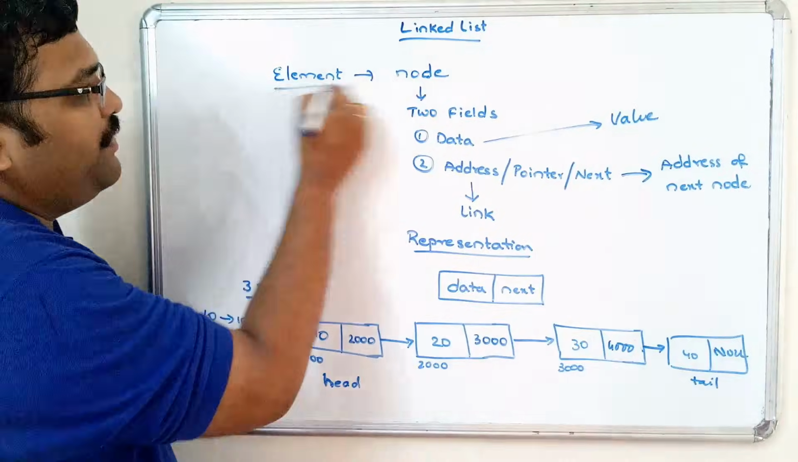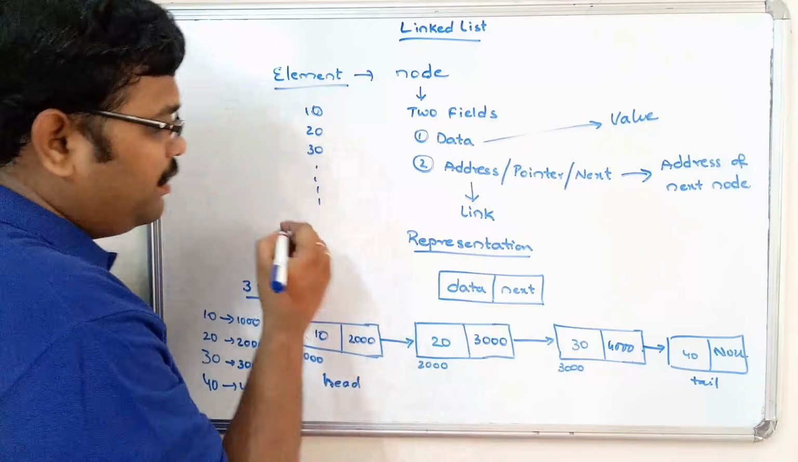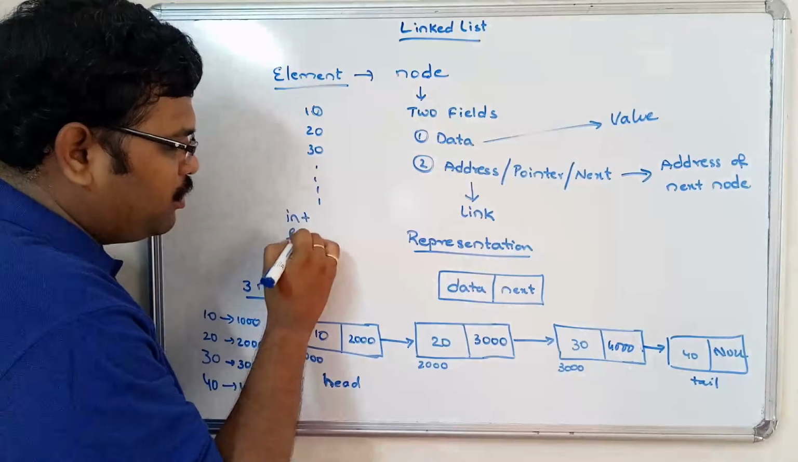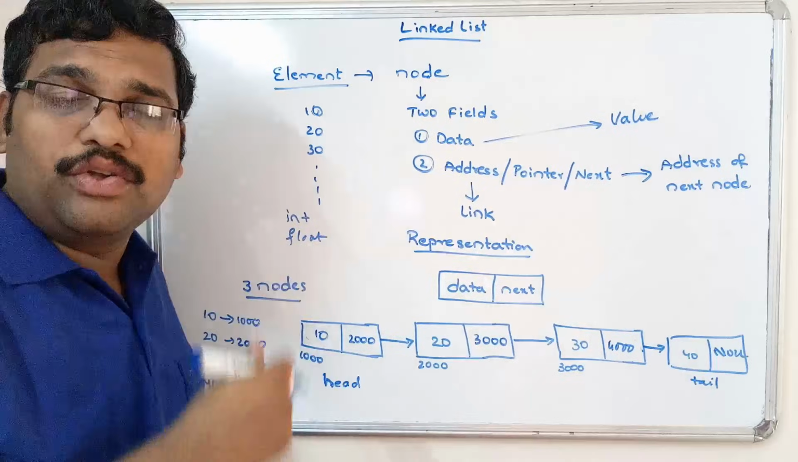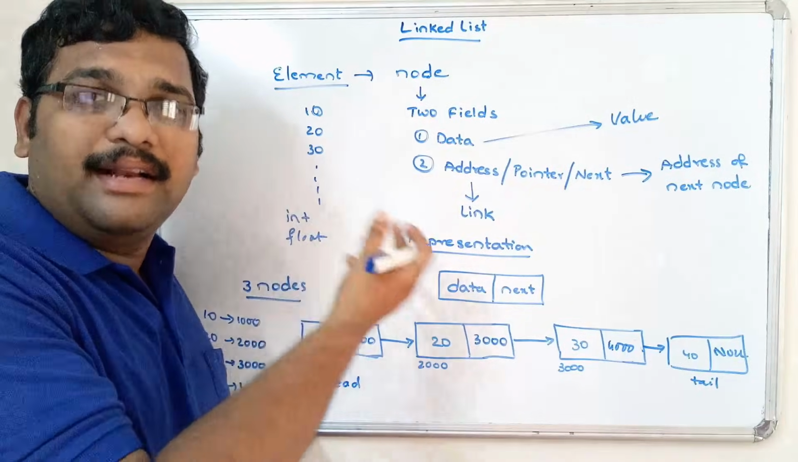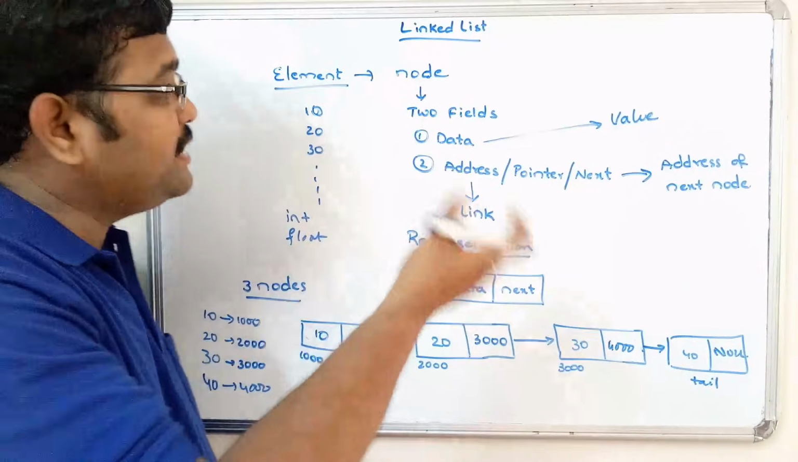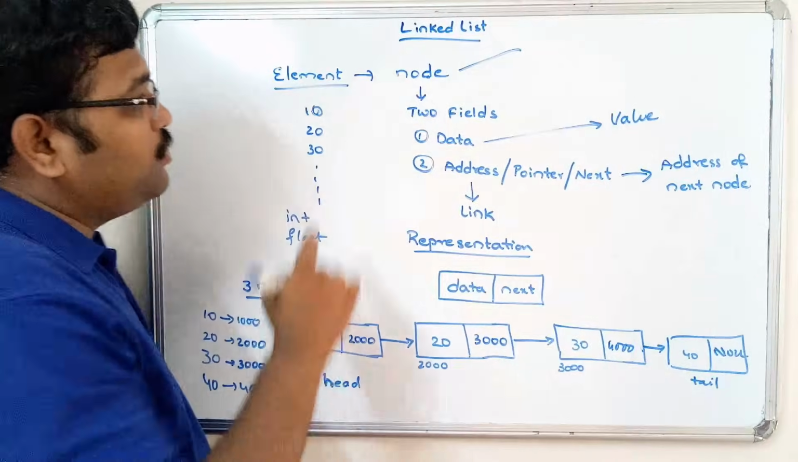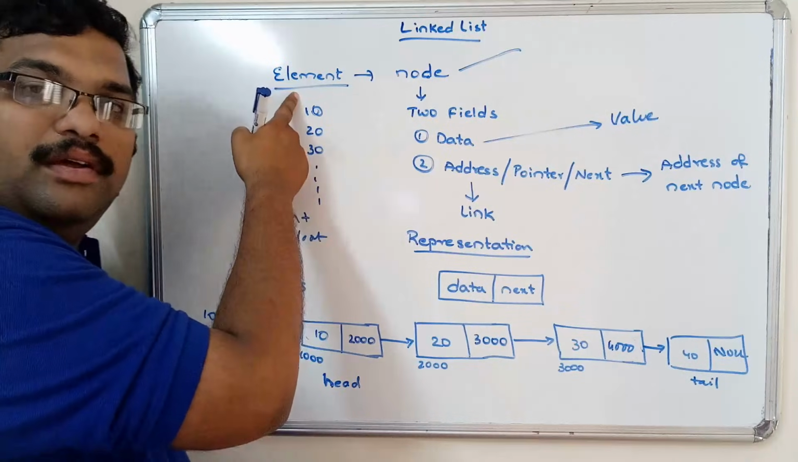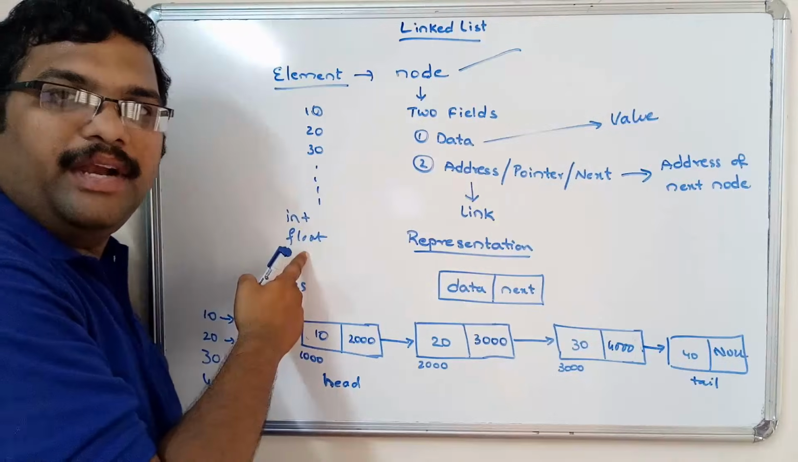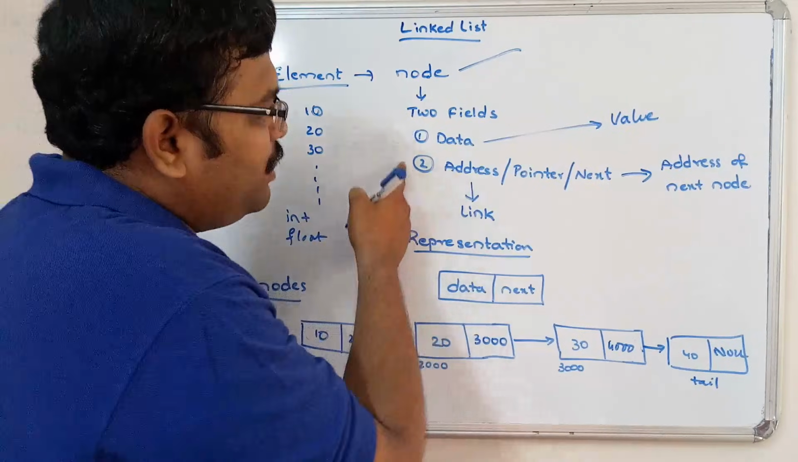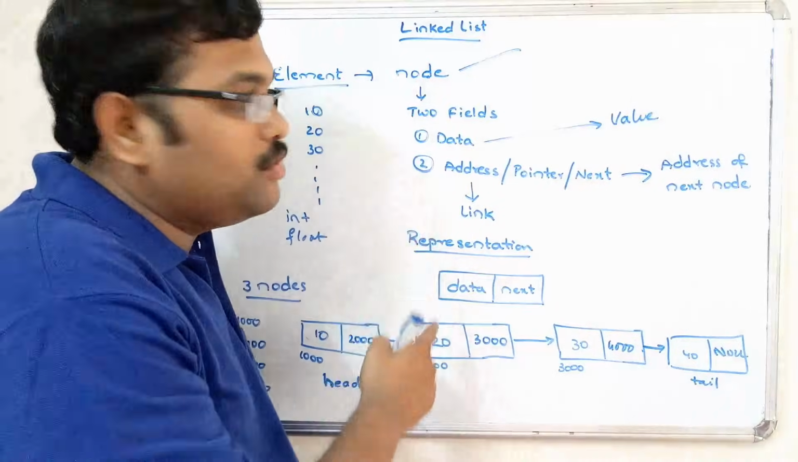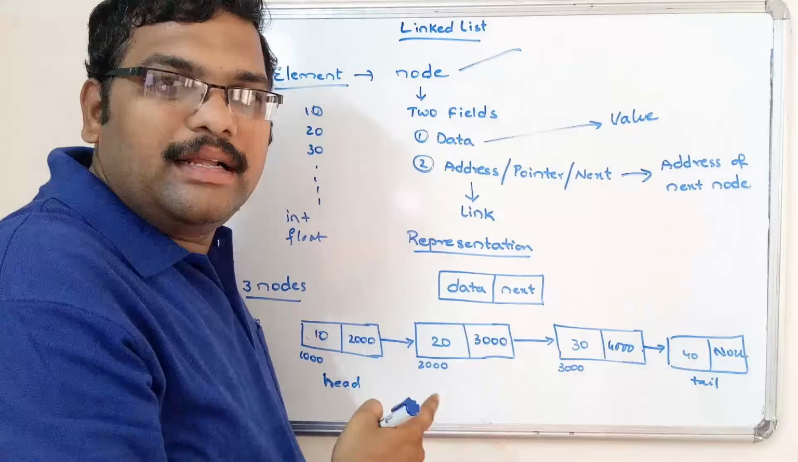If it is an element, we can directly declare it with a data type, that is int or a float or a double or anything else, right? So by using the primitive data types, we can declare the variable for assigning the element. But coming to this node, how to declare a node? Here it is having two fields, so for every node there will be two fields, right? So how to declare this node?